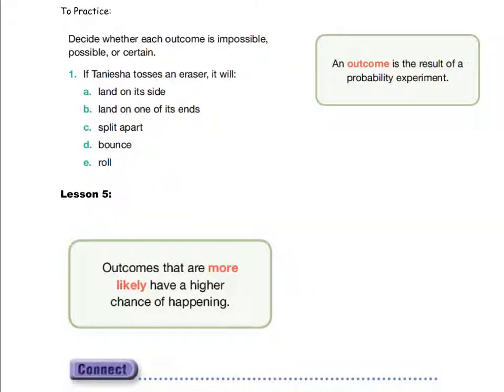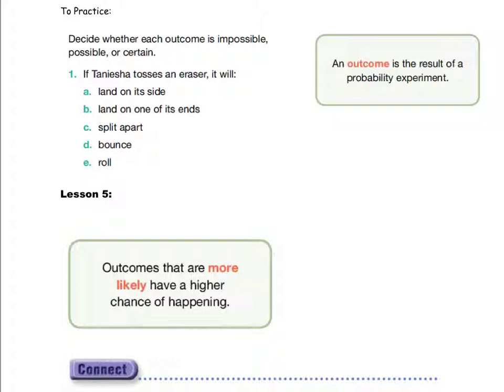Right, to practice. Decide whether each outcome is impossible, possible, or certain. And remember, an outcome is the result of a probability experiment. So if Tanisha tosses an eraser, use the words impossible, possible, or certain to describe how likely it is. What's the probability of it landing on its side, of it landing on one of its ends, of it splitting apart, of it bouncing, of it rolling. Press pause and with your elbow partners right now discuss whether or not you think it would be impossible, possible, or certain.